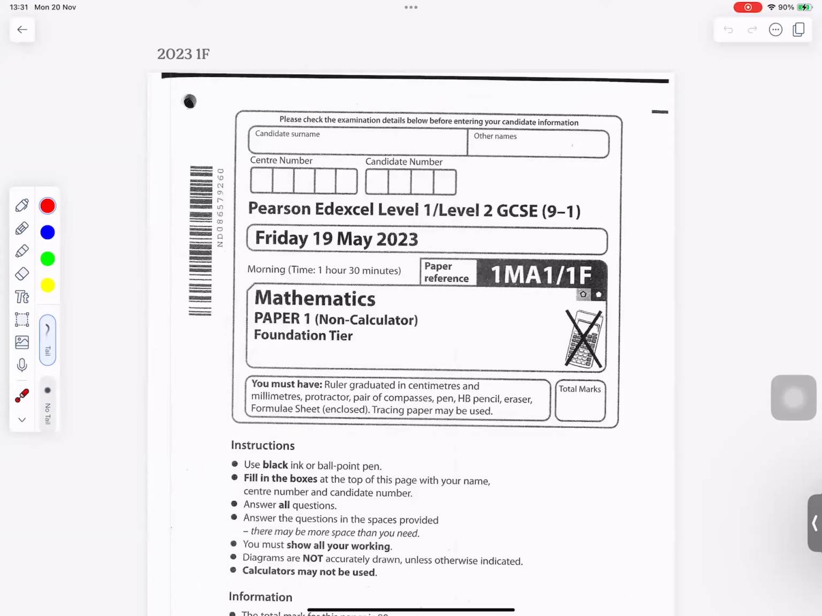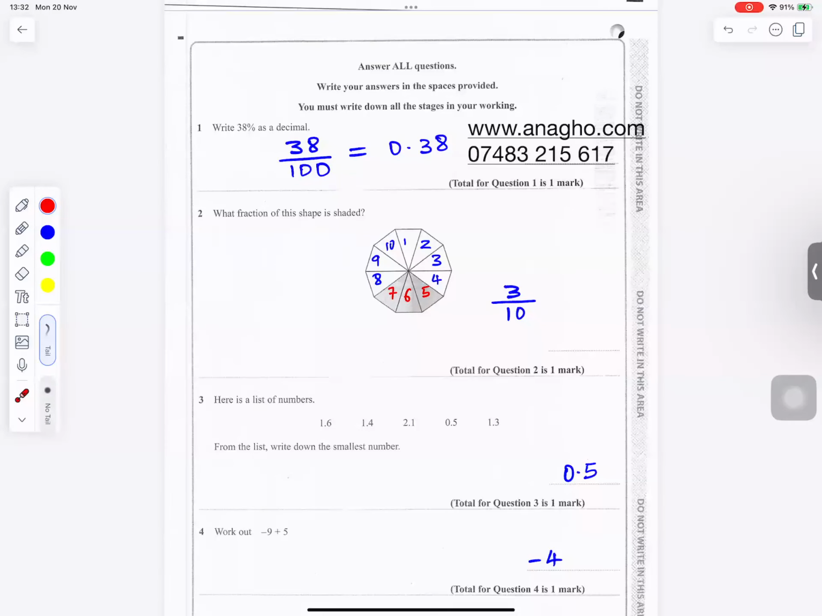May 2023, Mathematics Paper 1F, Foundation Tier. For question number 1, write 38% as a decimal. We divide by 100, and there are 2 decimal places, 1, 2: 0.38.